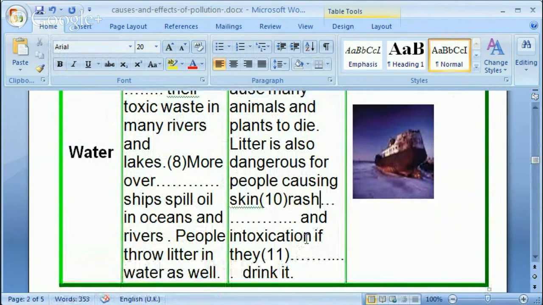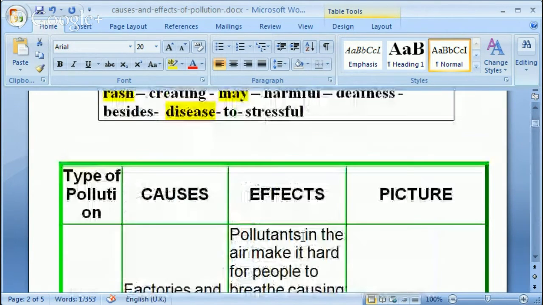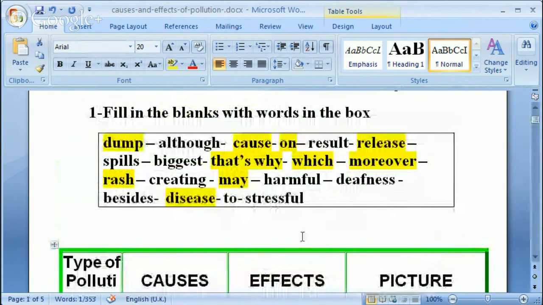And intoxication if they... what? Drink it. Who drinks polluted water? Okay, anyway. Skin rash and intoxication if they something drink it. Now, because we've eliminated our answers, okay, if they although drink it, if they result drink it, if they creating drink it, if they besides drink it.